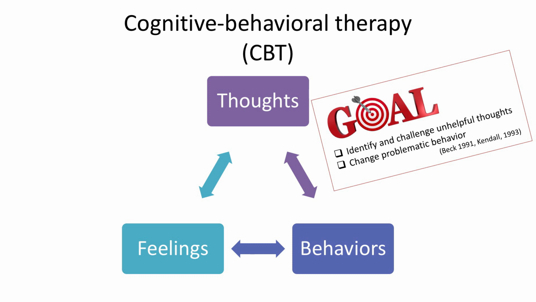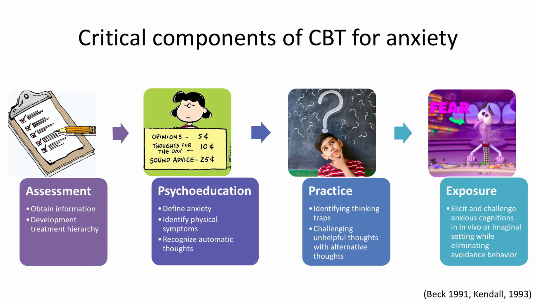Those stop being helpful behaviors, and we want to change those problematic behaviors. So when we're thinking about CBT for anxiety, there are 4 critical components that have to be present for it to be CBT. So the first is assessment.